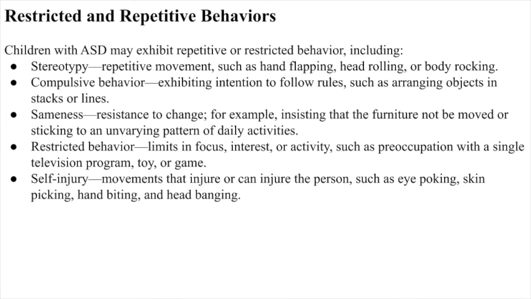Children with ASD may exhibit repetitive or restricted behavior, including stereotypy, repetitive movement such as hand flapping, head rolling, or body rocking. Compulsive behavior, exhibiting intention to follow rules, such as arranging objects in stacks or lines. Sameness, resistance to change, for example, insisting that the furniture not be moved or sticking to an unvarying pattern of daily activities. Restricted behavior, limits in focus, interest, or activity, such as preoccupation with a single television program, toy, or game. Self-injury, movements that injure or can injure the person, such as eye poking, skin picking, hand biting, and head banging.